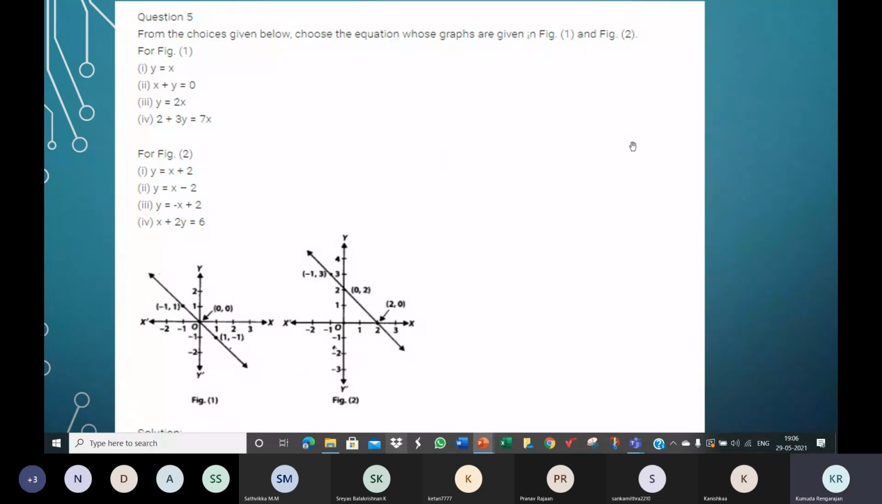So that's about question number 5. Any questions there, children? No, ma'am. We are given 2 figures, figure 1 and figure 2, both of which are graphs. In each graph, you see a straight line. For figure 1, we are given 4 options. Figure 2, we are given 4 options. We need to choose from the options which equation can best represent the straight line.